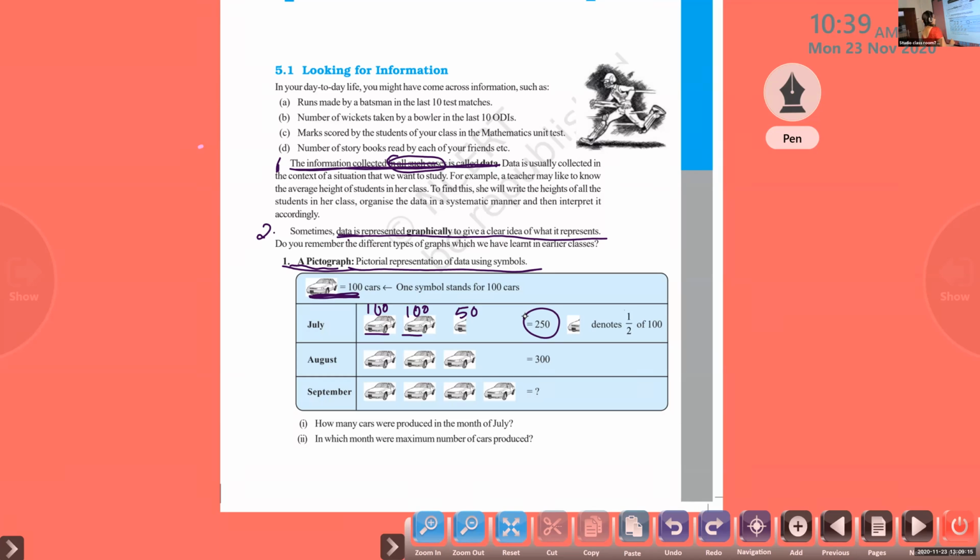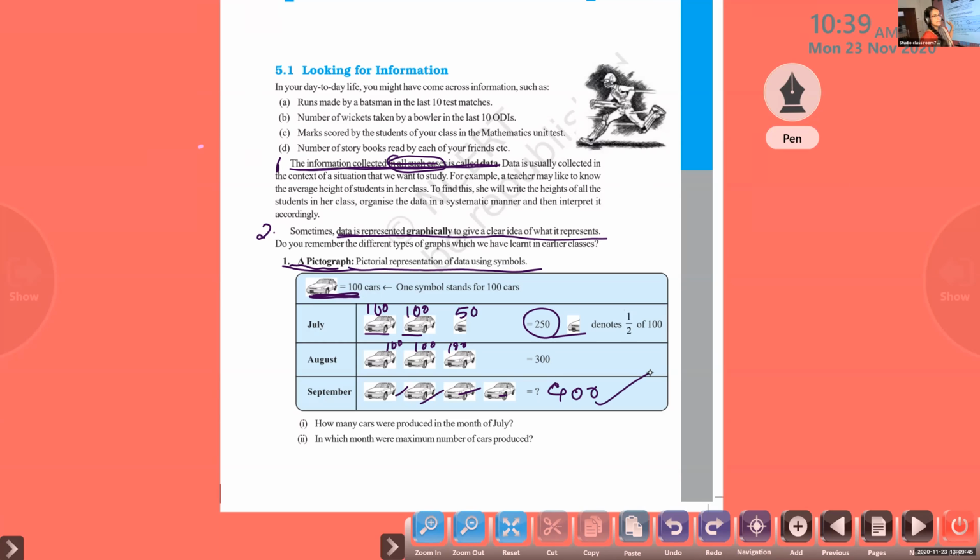And August, how many cars sold? 300. 100, 100, 100. And in the month of September? Four cars are there, so 400 cars. How many cars were produced in the month of July? 250. And in which month was the maximum number of cars produced? September.